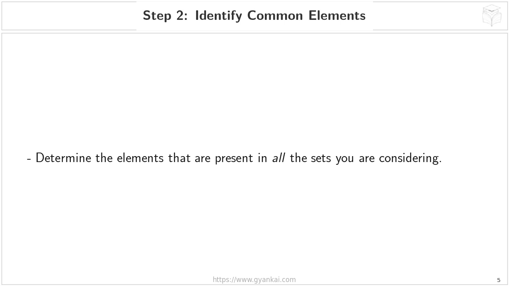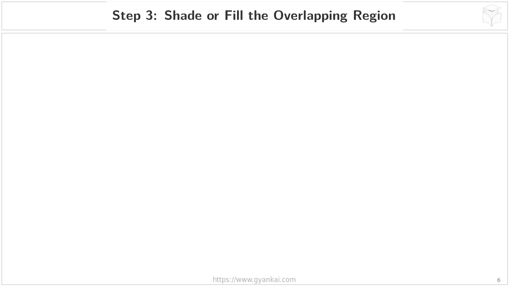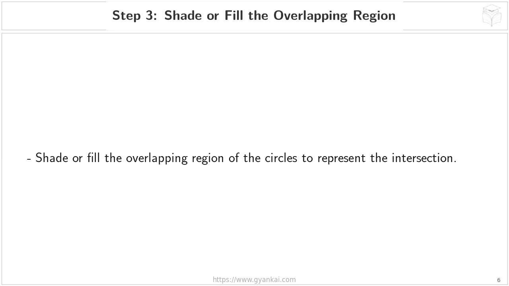Step 3, shade or fill the overlapping region. The first bullet point says, shade or fill the overlapping region of the circles to represent the intersection. What this means is, once you've identified the elements that are common to all your sets, remember from the previous slides how we find those, you then visually mark that shared area on your Venn diagram. You can do this by shading it with a pencil, coloring it in, or filling it with a pattern. The key is to make that overlapping area stand out.